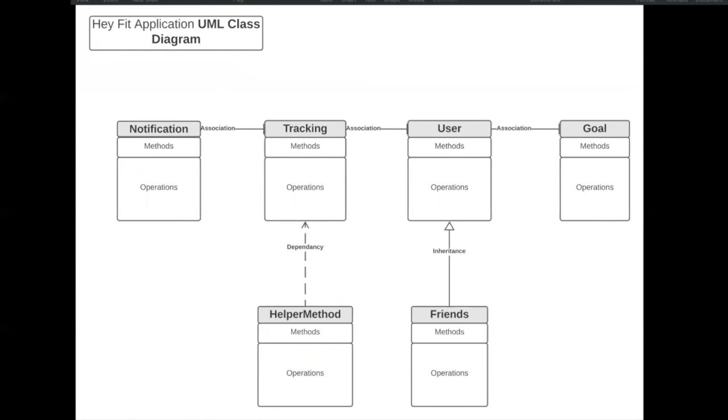As you can see, there are a few associations. We have an inheritance class and also a dependency. But as you can see, using a UML class diagram is very simple, it's effective, and it makes things just look really nice.